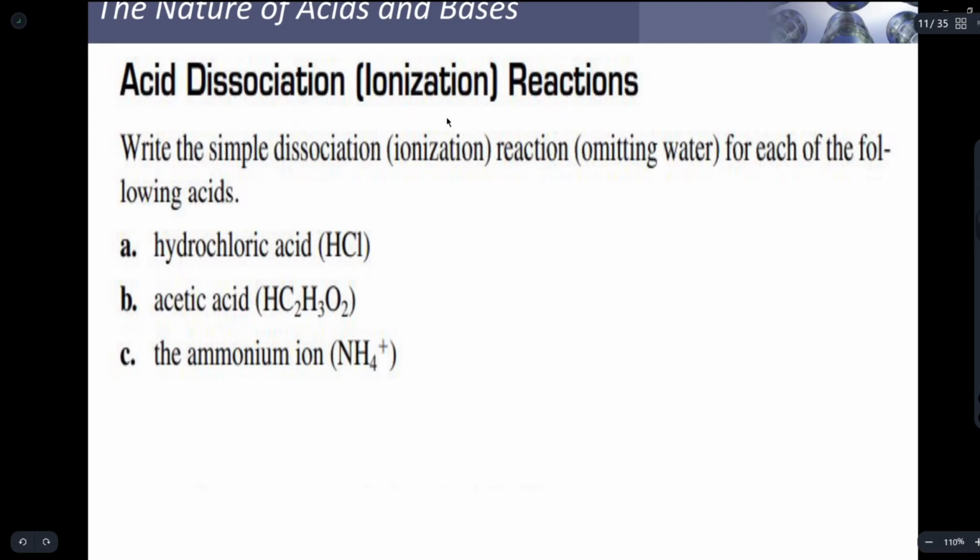In this question, they ask you to write the dissociation reaction for each of the following acids, omitting water, meaning water should not be included. So here we have HCl, which to become an acid has to release its H+. So it becomes Cl- and H+.